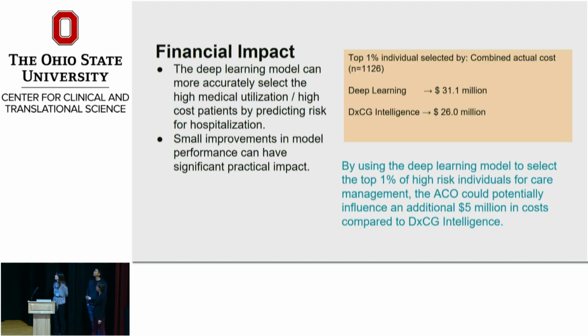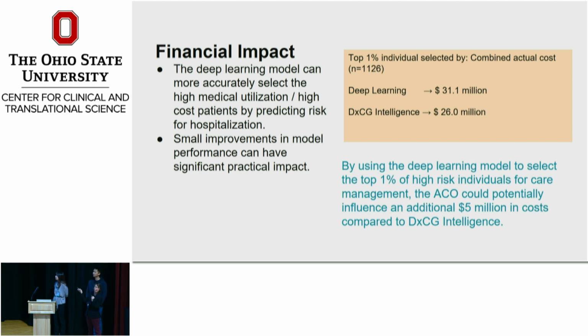So another analysis we looked at is the financial impact of using this model. The deep learning model can more accurately predict high utilization patients, and by predicting a risk for hospitalization and then looking at costs, small improvements in the model performance can have a big impact. So while the area under the curve increase in performance was small, it led to millions of dollars difference in the ability to predict utilization. So this is illustrated up here.